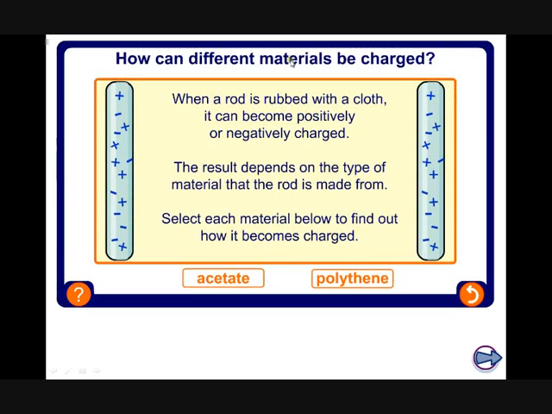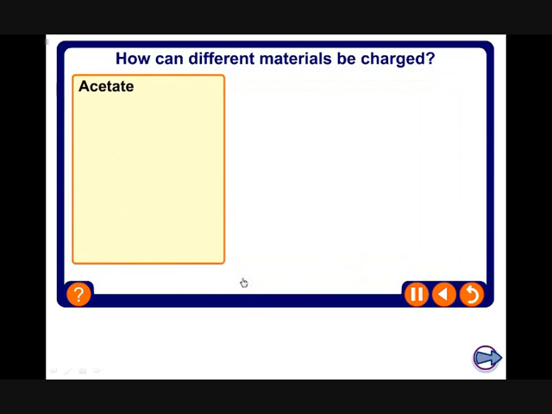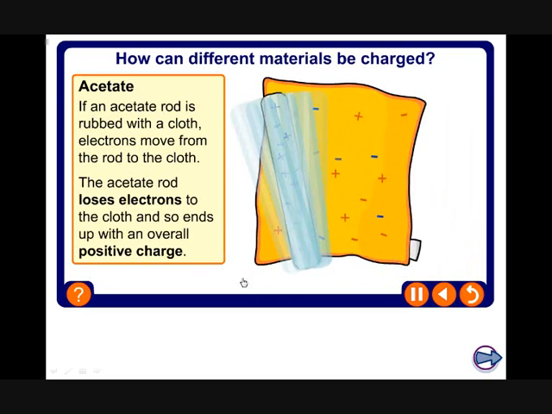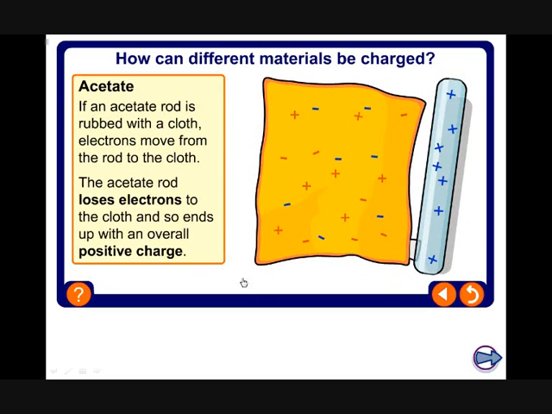Okay, how can different materials be charged? This really is just some revision from GCSE. If we choose acetate, then basically if you rub a particular material, in this case acetate, with a cloth, then what happens is, if you remember from year 10, the electrons transfer from one of the materials to the other. In our case, the electrons are going from the acetate rod onto the cloth. So the cloth will become negatively charged, and the acetate rod would become positively charged because of the deficit of electrons on it. It's all about the movement of electrons. You've got to remember that from your previous studies.